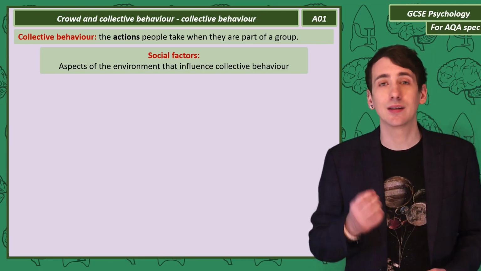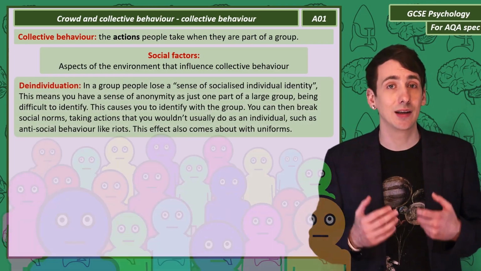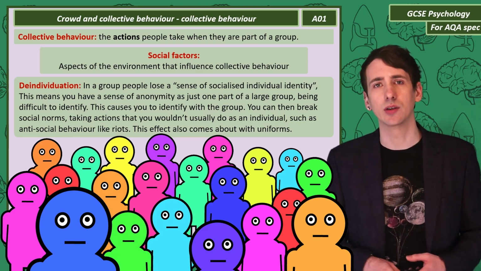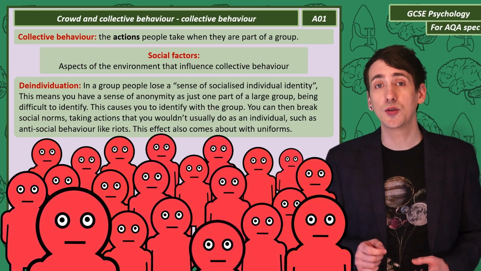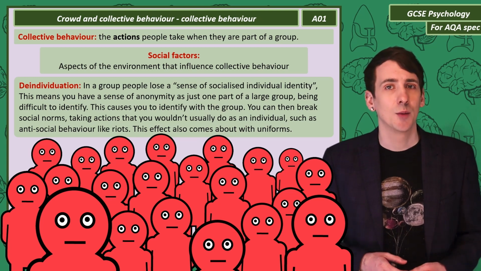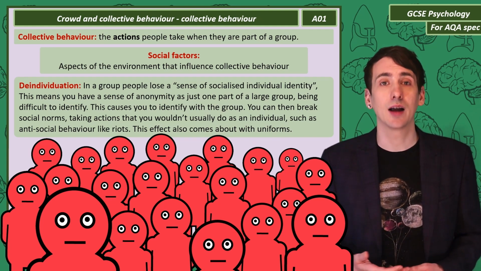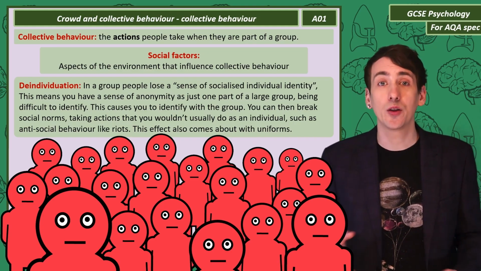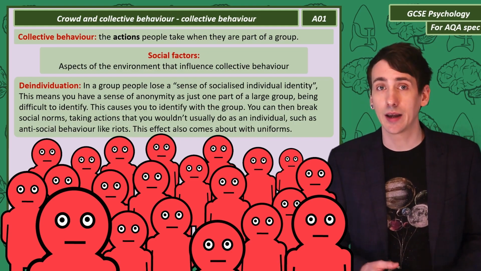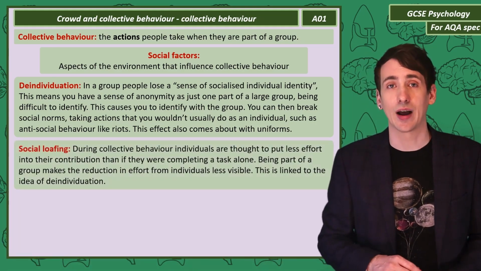One social factor is deindividuation. We normally have a sense of a socialized individual identity. You know who you are and you feel responsible for your choices. You lose that when you're deindividuated as part of a large crowd. You're hard to identify, so you feel anonymous. You identify with the group. Now you can follow the group's actions, breaking social norms you never would as an individual, like taking part in a riot.